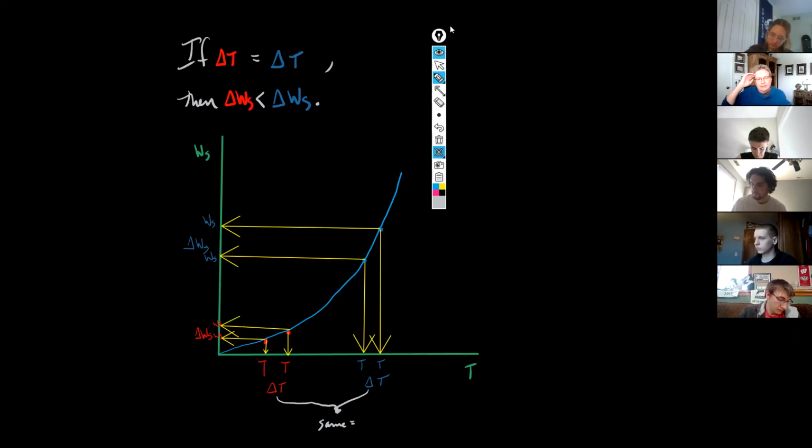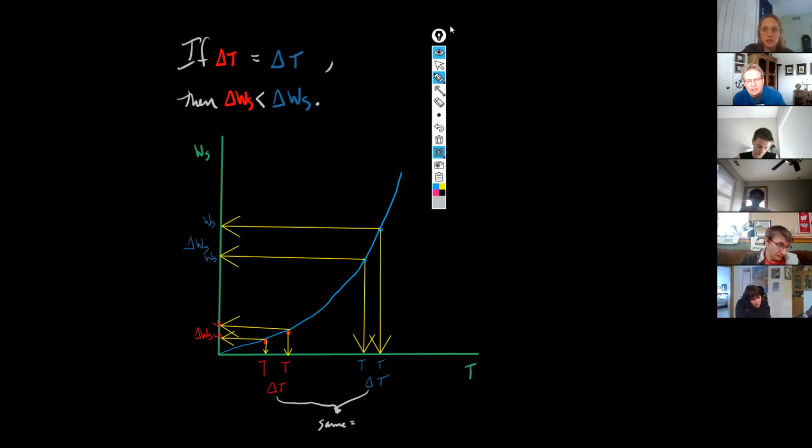Were you able to do it, Mina? No. What did you write down? I got at a given change in delta T... No, not at a given change in delta T. That would be delta T. Oh yeah, at a given delta T, there is what? For a given change in temperature, there's a what, Aaron? Corresponding delta W sub S.